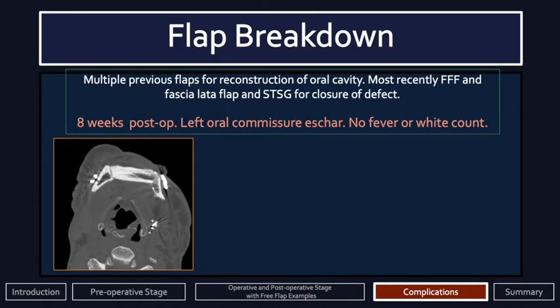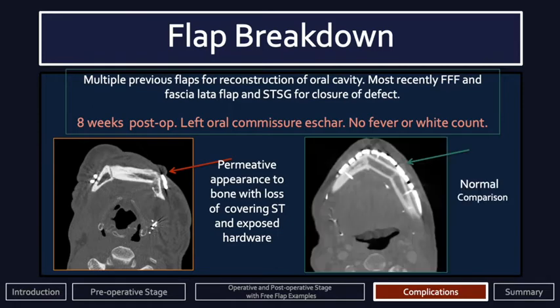Flaps can break down through vascular insufficiency. In this case, they had a non-healing oral commissure eschar. The reconstruction bar was actually visible, and the bone is exposed. Notice how unhealthy this fibular flap looks. There's sclerosis in the medullary cavity, there's periosteal reaction, there's some areas of irregular thinning of the cortex. This is what it should look like: healing osteotomies, well-secured hardware, adequate coverage with soft tissue.